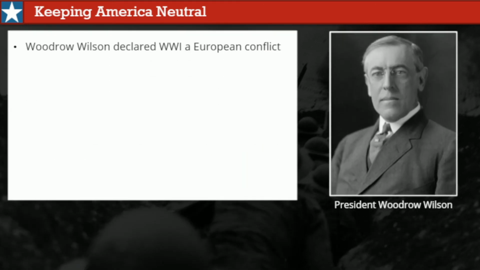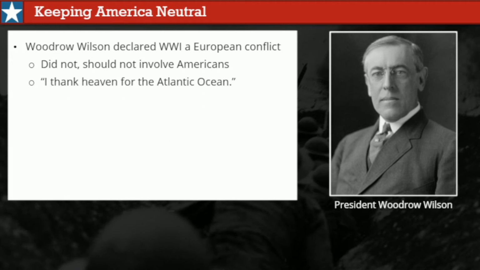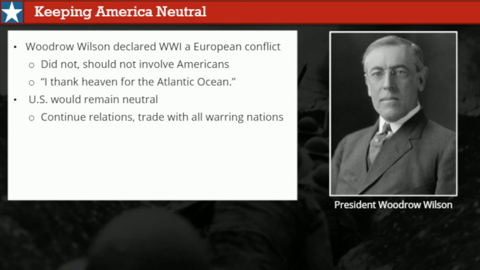When war broke out in Europe, President Woodrow Wilson immediately declared that it was a European conflict that did not and should not involve Americans. "I thank heaven for the Atlantic Ocean," he remarked. Wilson said the U.S. would remain neutral and, as such, would continue normal relations and trade with all the warring nations, Allied and Central Powers. The president assumed that as a neutral power, the U.S. would continue to enjoy all the rights of neutral states during wartime.